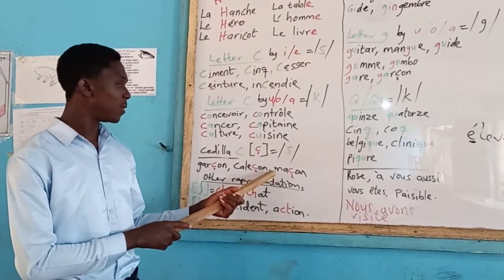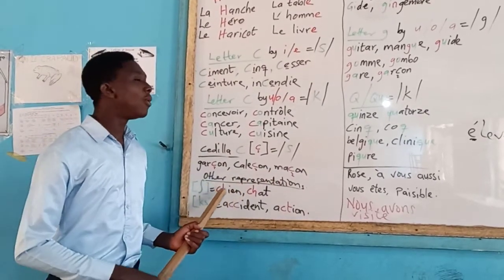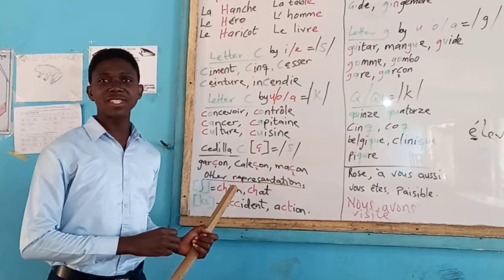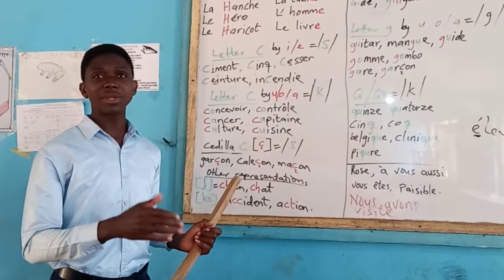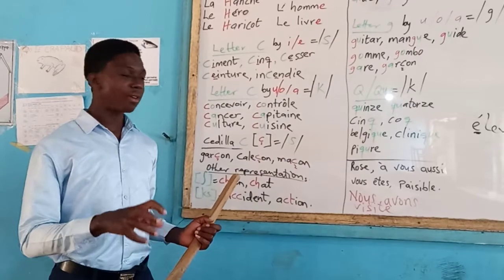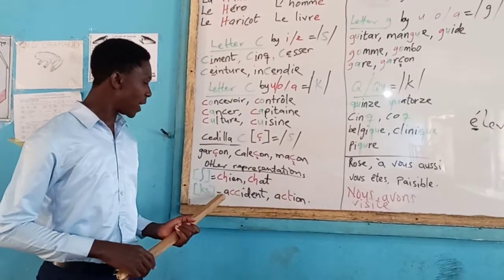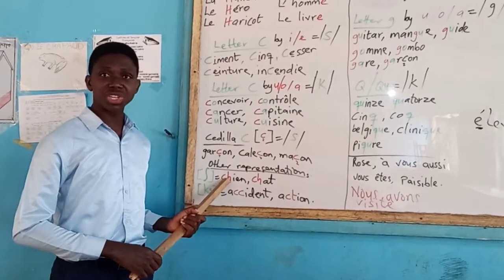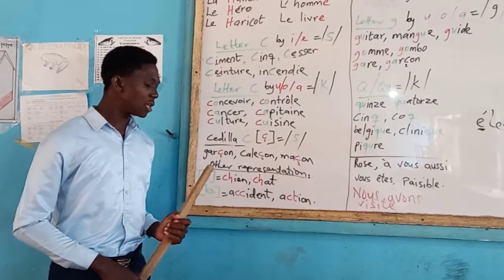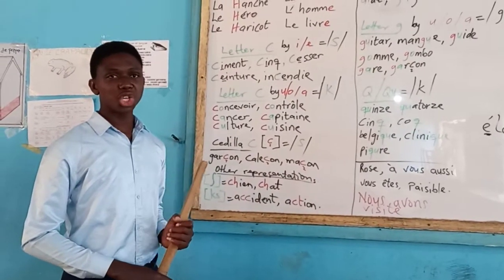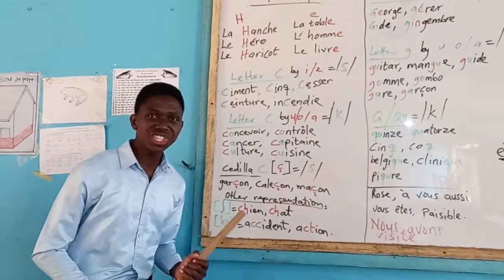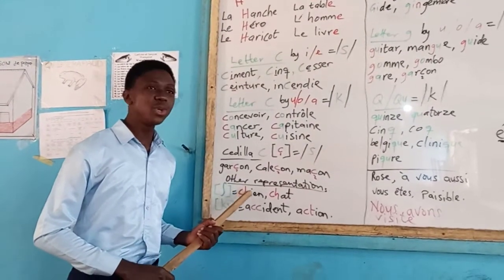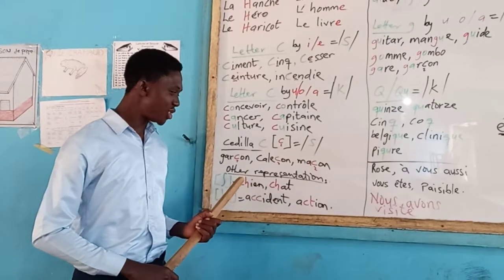Le maçon. Le maçon. Now, there are other representations of the C. That is when it comes into contact with other letters in a word. When the C comes in contact with the letter H in the word, the pronunciation is sh. So we have chien. Le chien, that is dog.